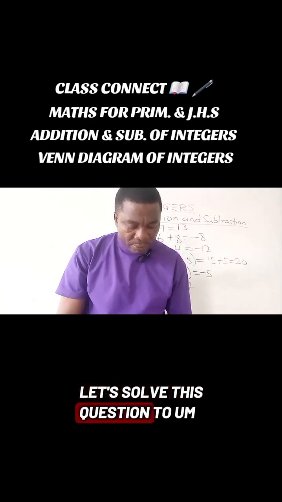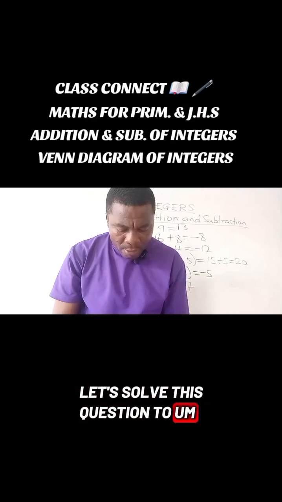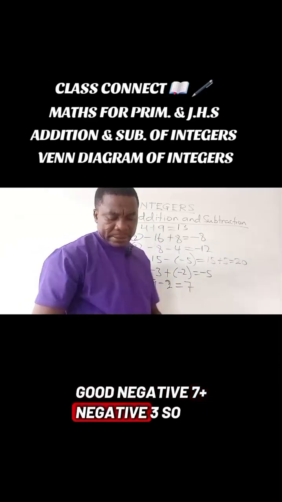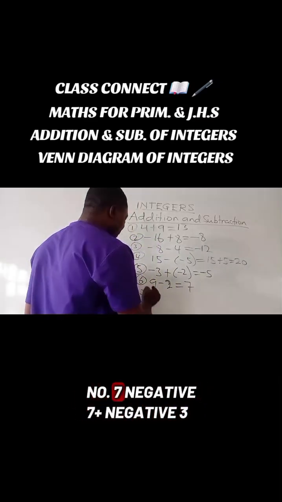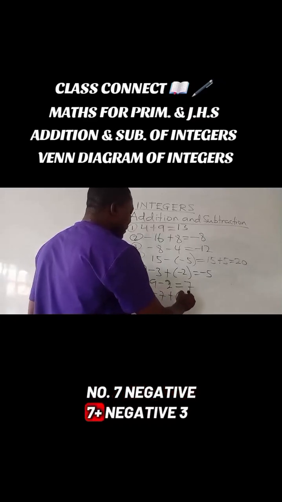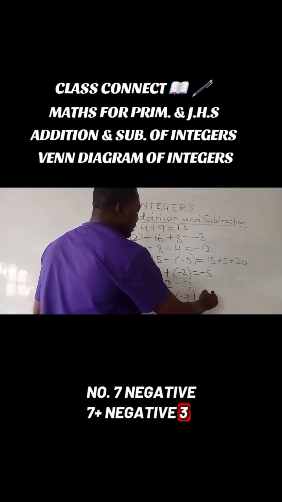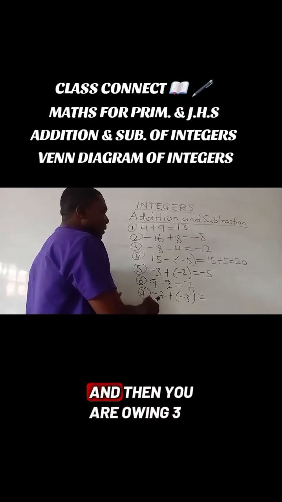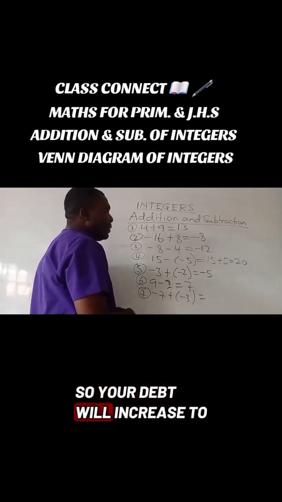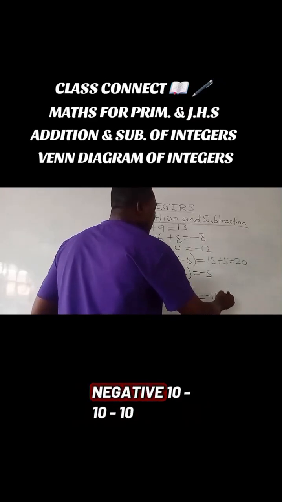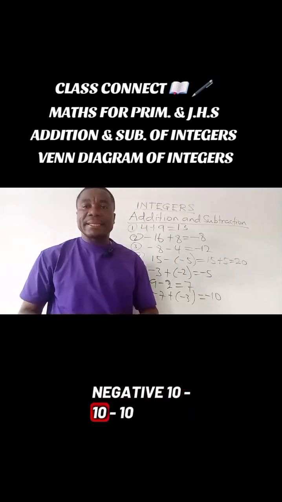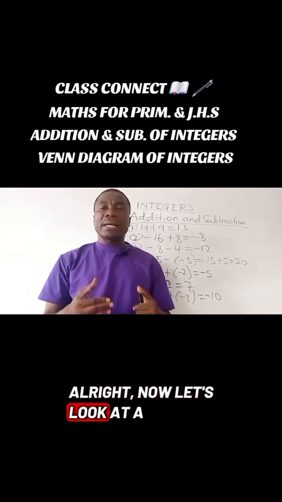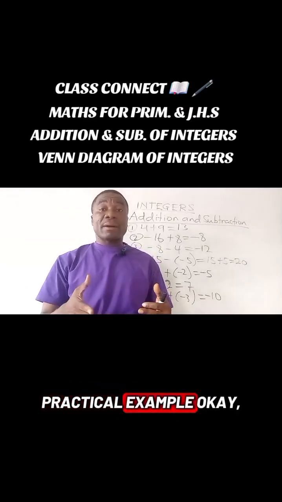Now, let's solve this question too. Negative 7 plus negative 3. So number 7. What this means is that you are owing somebody 7 and then you are owing 3. So your debt will increase to negative 10. Please, are you following it? All right.